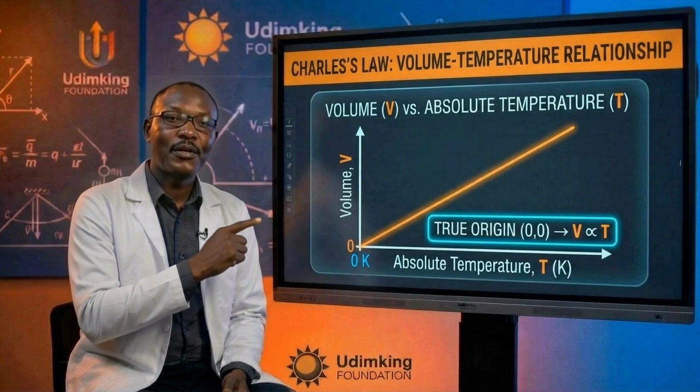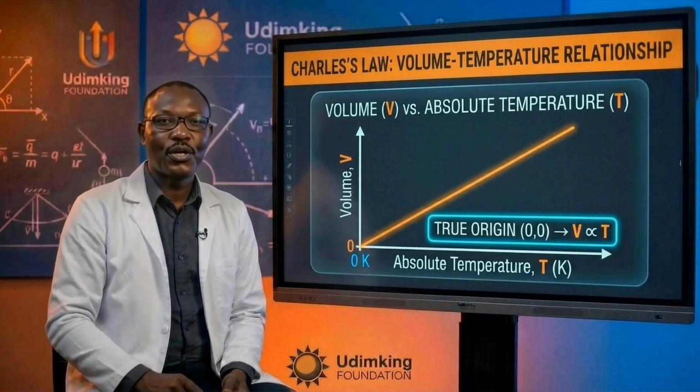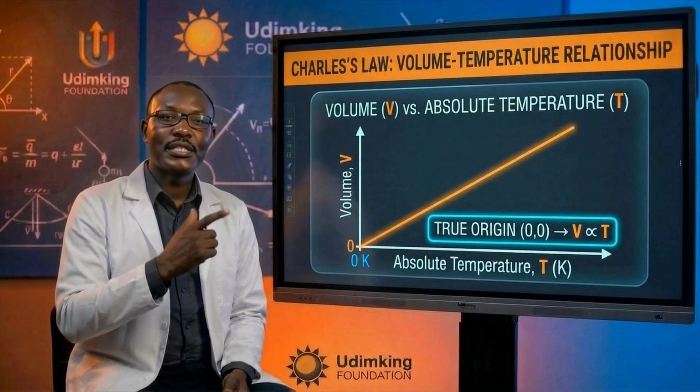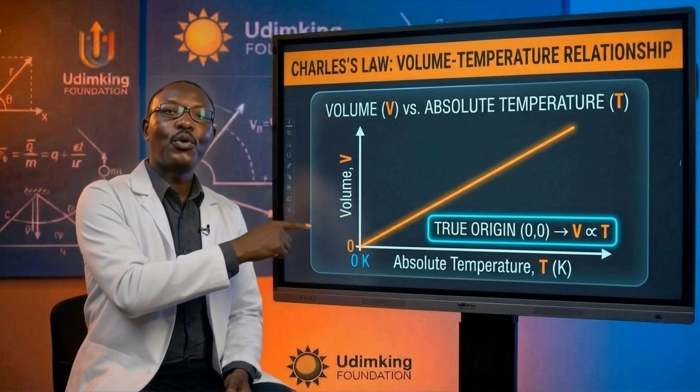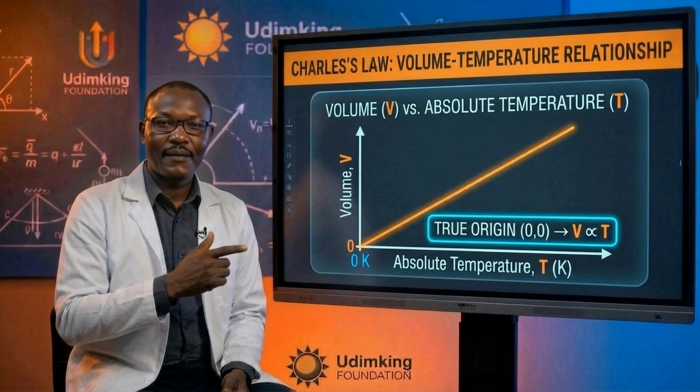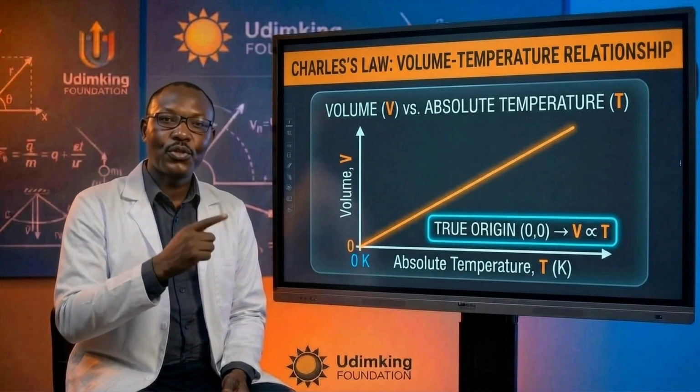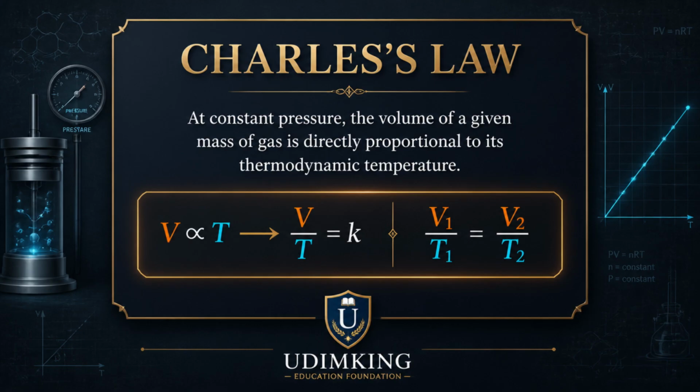Now, volume capital V and absolute temperature, capital T, reach 0 simultaneously. We have finally unlocked the true direct proportionality. Volume is directly proportional to thermodynamic temperature. With our absolute baseline established, we can now formally state Charles's law.